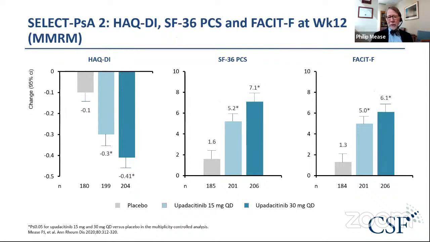And now with Upadacitinib in the SELECT-PSA 2 study, we're seeing results in other patient-reported outcome measures such as the HAQ score, the SF-36, both physical component summary, which is a quality of life measure, and in the fatigue score, as mentioned.